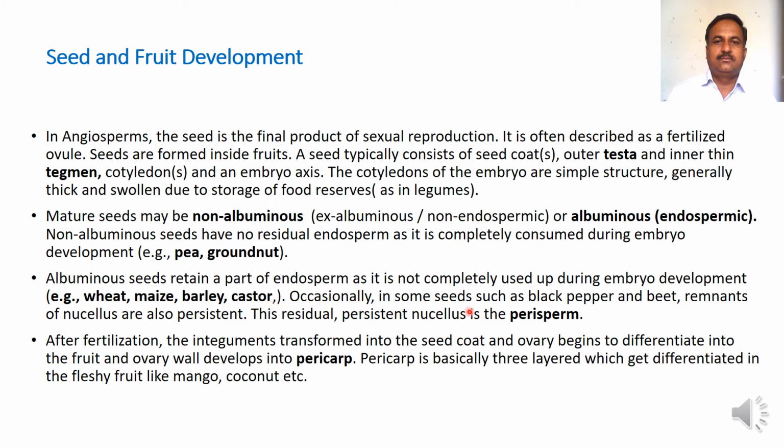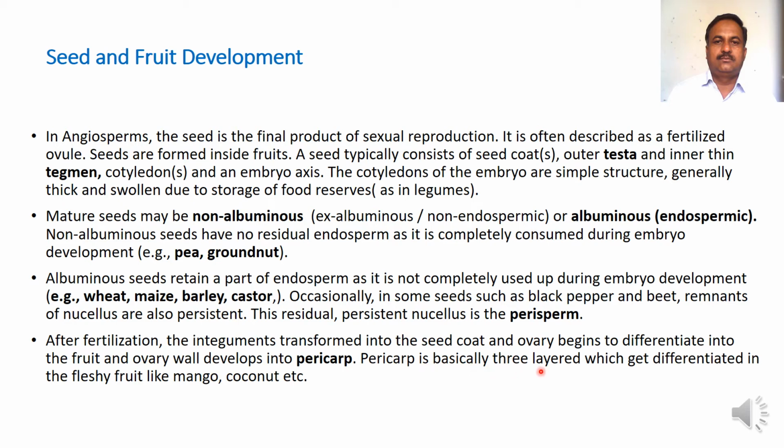Occasionally, in some seeds such as black pepper and beet, remnants of the nucellus are also persistent. This residual persistent nucellus is called perisperm. After fertilization, the integuments transform into the seed coat and the ovary begins to differentiate into the fruit, and the ovary wall develops into pericarp.